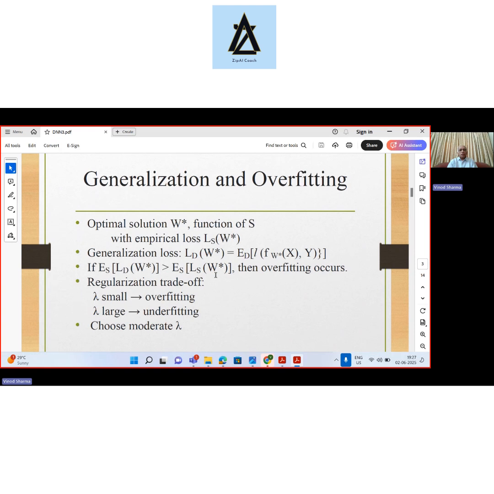If lambda, which we have used in the regularization function, is small, then we will expect overfitting. If it is large, then we can expect underfitting, and therefore we should choose a moderate lambda because we don't want underfitting or overfitting.